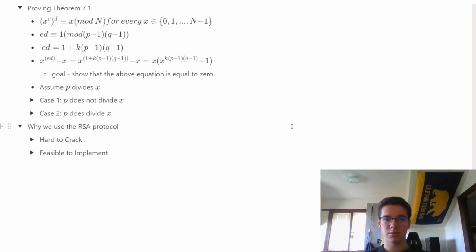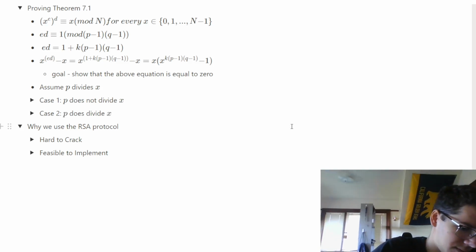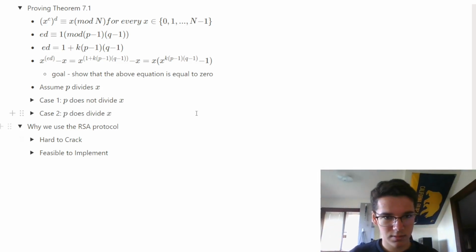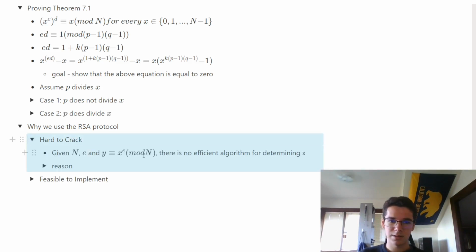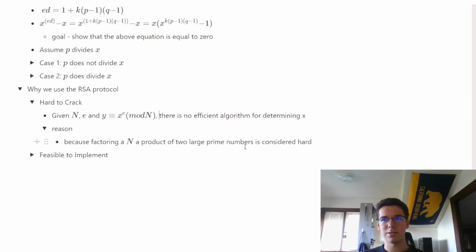And really quickly, why we use RSA. I'm kind of just going to skip through this, but essentially RSA is hard to crack because there is no efficient algorithm for determining x, and the reason is that it's considered very hard to find two large prime factors of n.